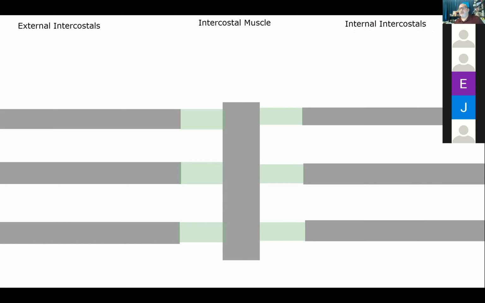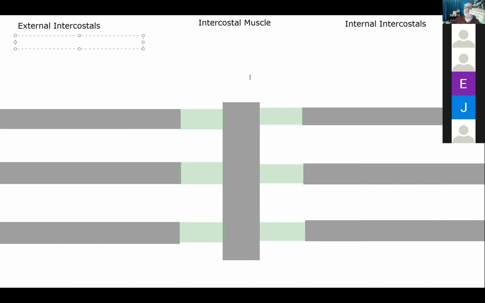Now, based on their names, and I'm going to use, actually, I won't use red and blue because I don't want to be confusing. We'll use brown and some other color. Based on their names, what do you think one of the big differences between the external intercostals and the internal intercostals are? Location on the ribs. Yeah, absolutely. Outside of ribs, inside of ribs.